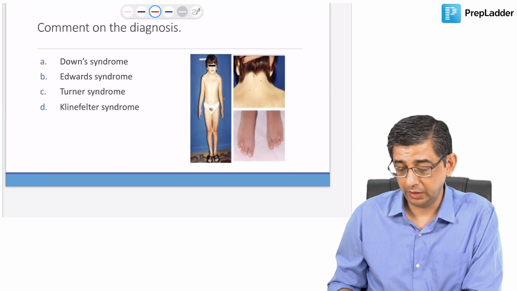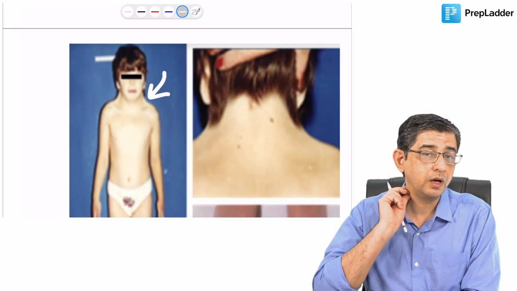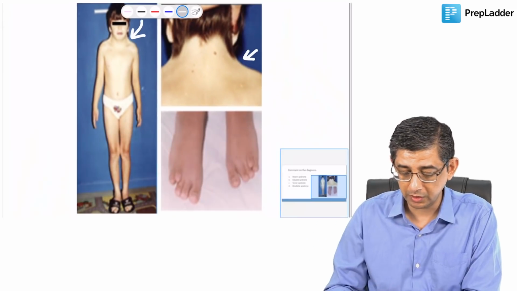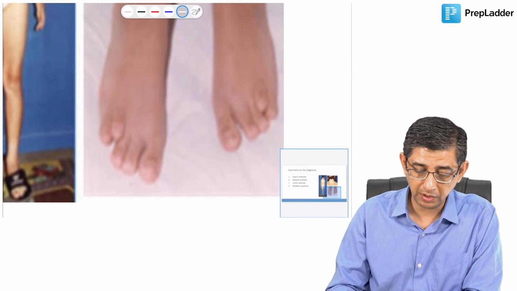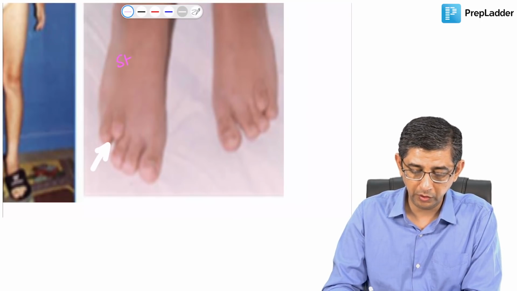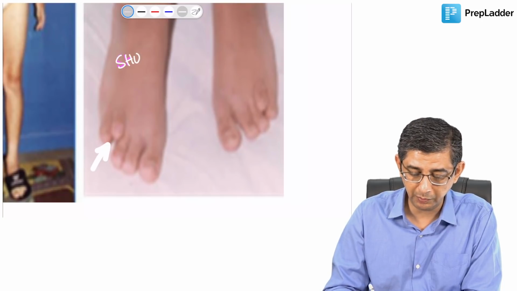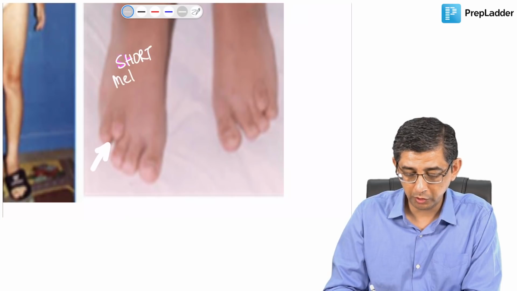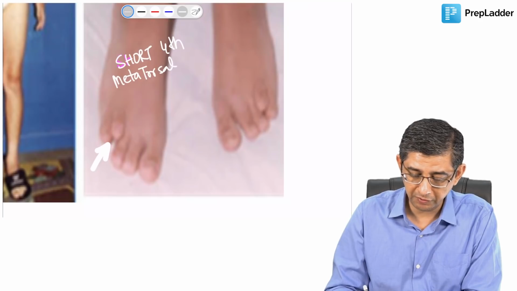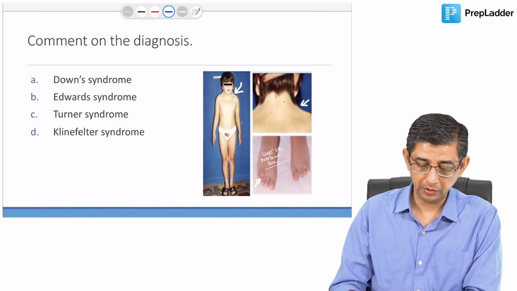Next question says, comment on the diagnosis. If you look at this girl child, you will notice a very characteristic webbing of the neck. This webbing of the neck, which is highlighted, will make the diagnosis Turner syndrome. Another feature which is very characteristic in this image is short fourth metatarsal. I'll just write it down for your convenience, though this is very well mentioned both in pathology as well as in pediatrics, that whenever you read about short fourth metatarsal bone, it is a feature encountered with Turner syndrome. The answer to this question is option number C.